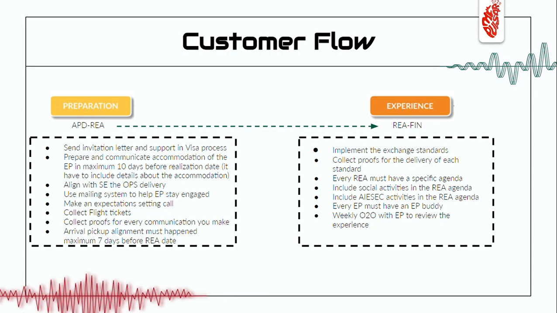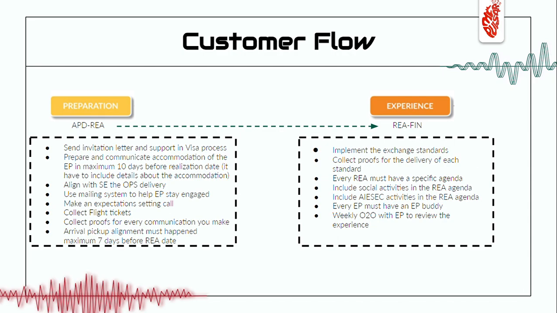Also, to prepare and communicate accommodation of the EP in maximum 10 days before realization date. So we need to provide details and information for the EP about their accommodation, how it will be, in maximum 10 days before the arrival of the EP. Align with sending entity the OPS delivery. So the OPS is the outcome preparation of seminar, and we need to make sure that the EP is receiving it in the right way. That's something to align with IR partners.